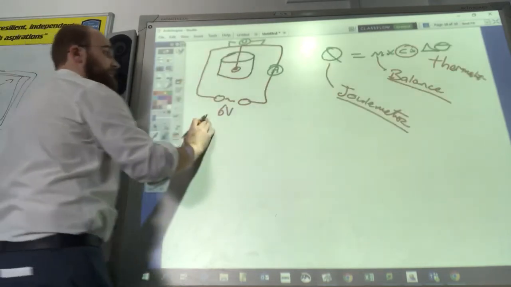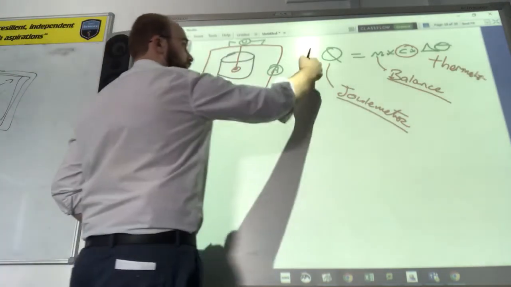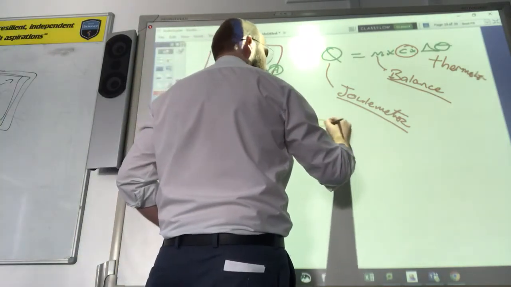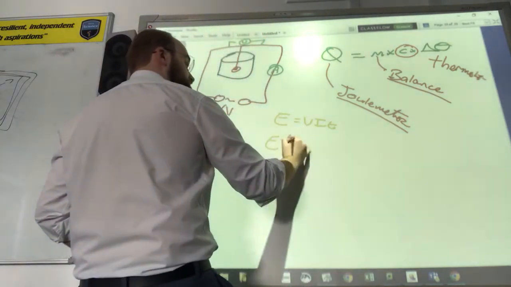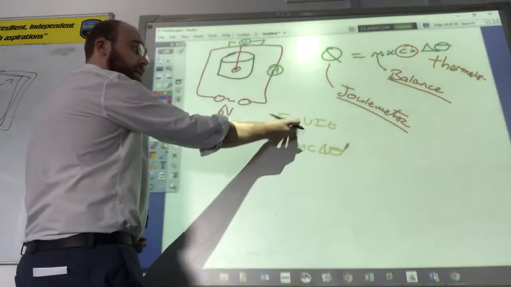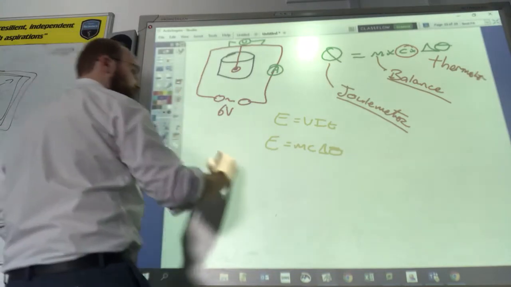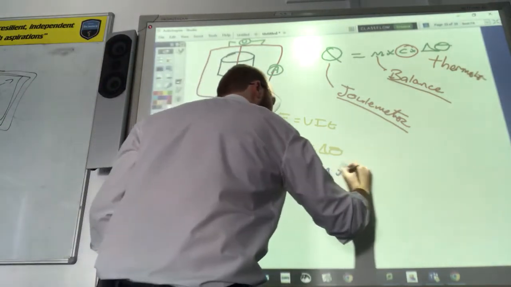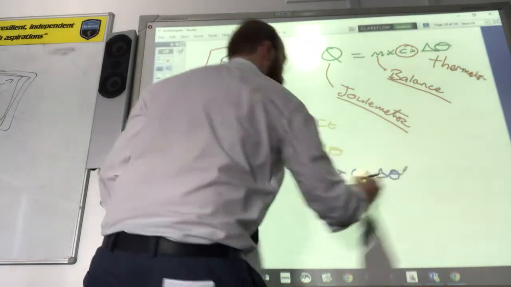E is equal to V times I times T. E is equal to MC delta theta. What I can do is I can combine those two equations together, giving me V times I times T equals M times C times delta theta.